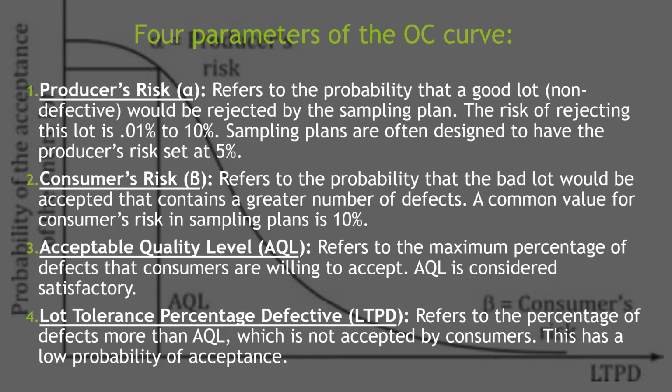The third one is the acceptable quality level or the AQL. This refers to the maximum percentage of defects that consumers are willing to accept. AQL is considered satisfactory. And the last one is the lot tolerance percent defective or the LTPD. This refers to the percentage of defects more than AQL, which is not accepted by consumers. This has a low probability of acceptance. So there is a video on how to create an OC curve, so let's watch.